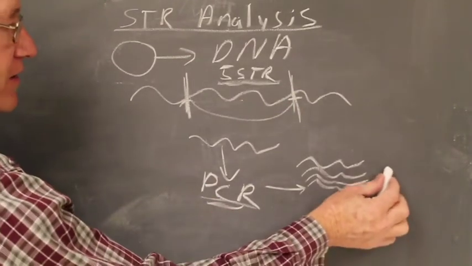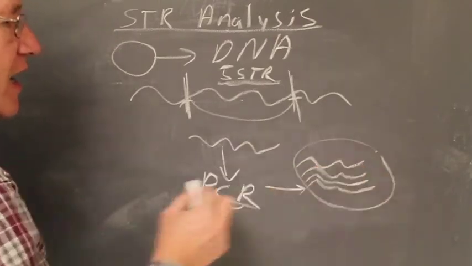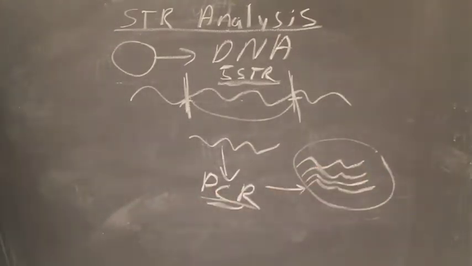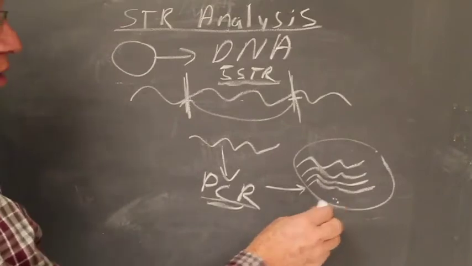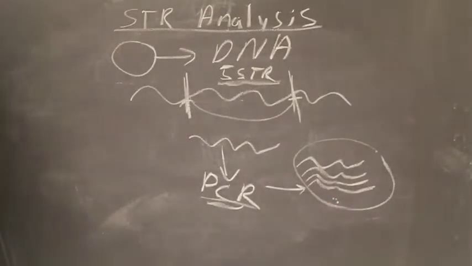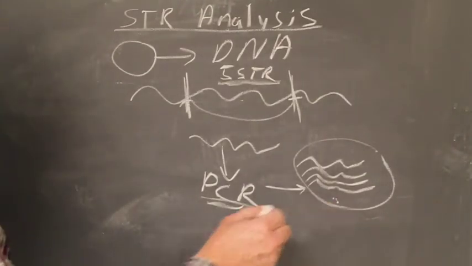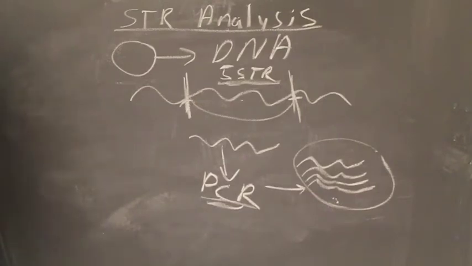PCR amplifies it, so we have tons of copies of DNA. And if we get tons of copies of DNA, we can visualize this DNA through something called electrophoresis. Not only can we visualize it, but we can look at the relative sizes of the DNA through the electrophoresis. And so we're going to do electrophoresis in this lab.